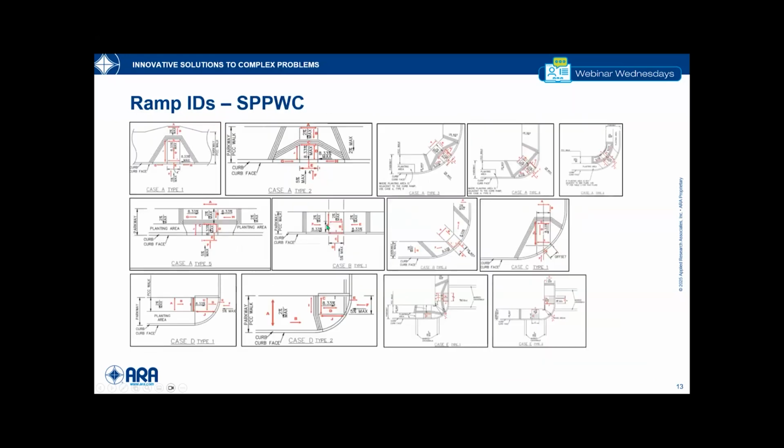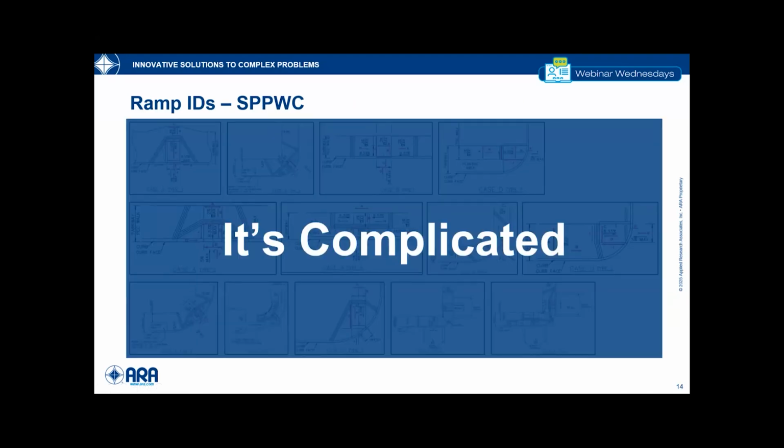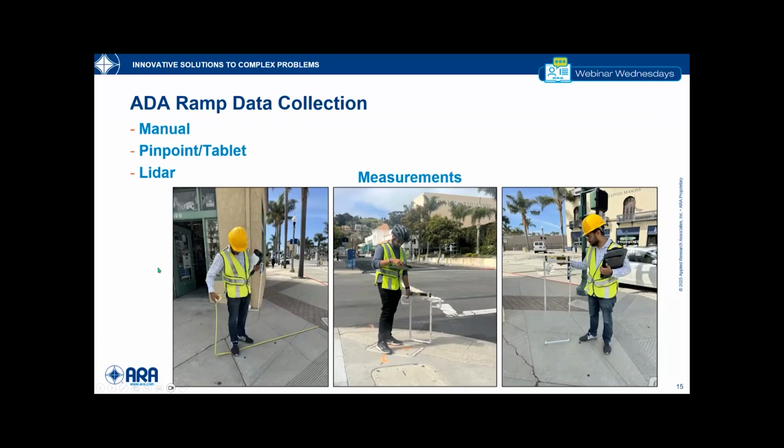How many different types of ramps are out there? Well, SPPWC identifies 13. These are not all of the ramp types. There are lots and lots of ramps because of limitations that can't be built like this. And so it is very, very complicated with how many ramps are out there to inspect and how you inspect them. All of these measurements have to be completed on all of these ramps, and it is very difficult and time consuming to measure all of those aspects of each ramp.